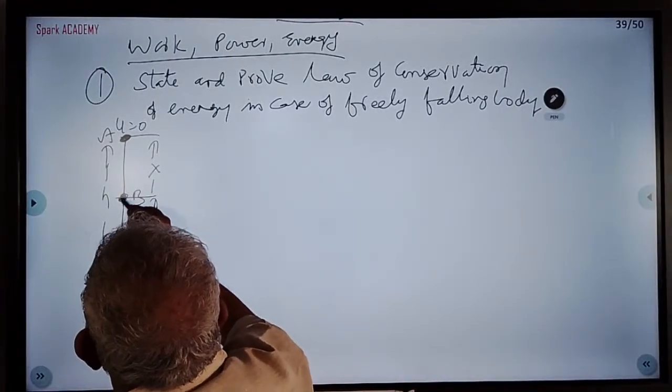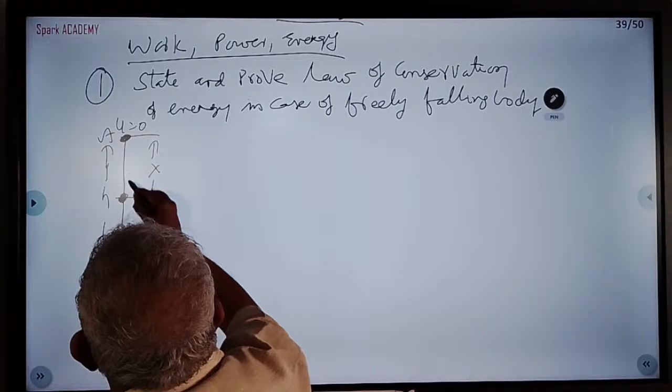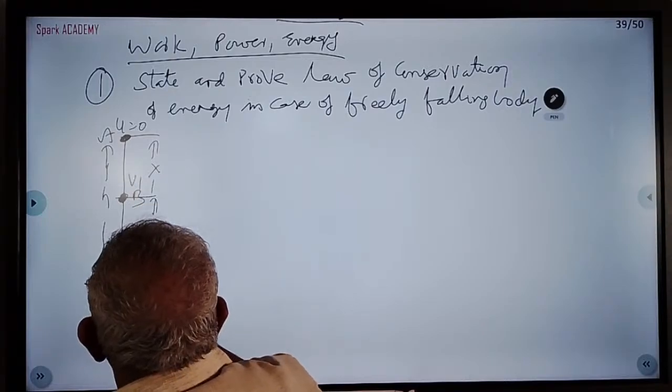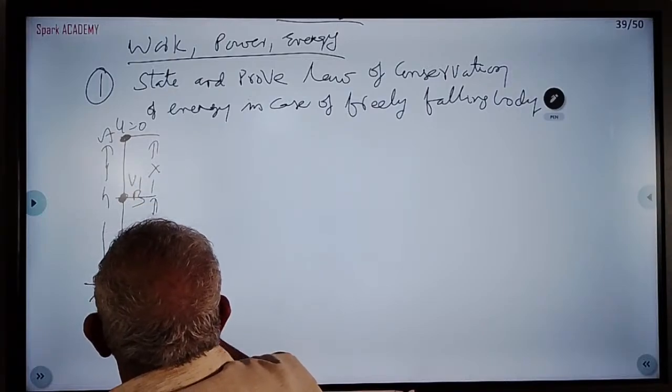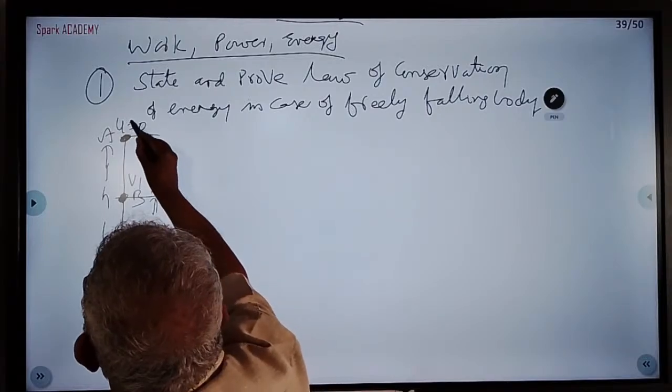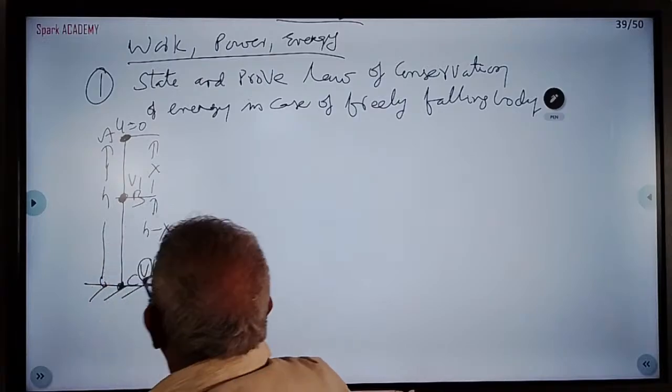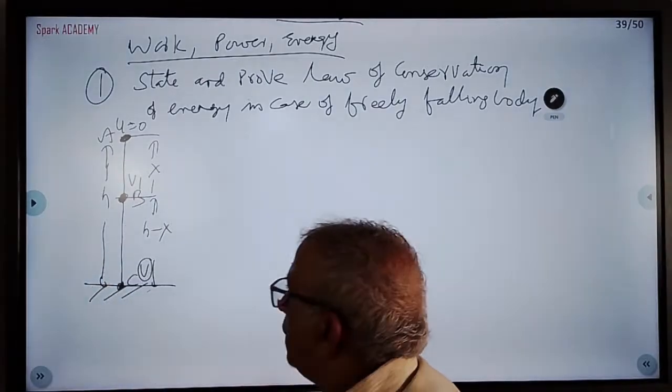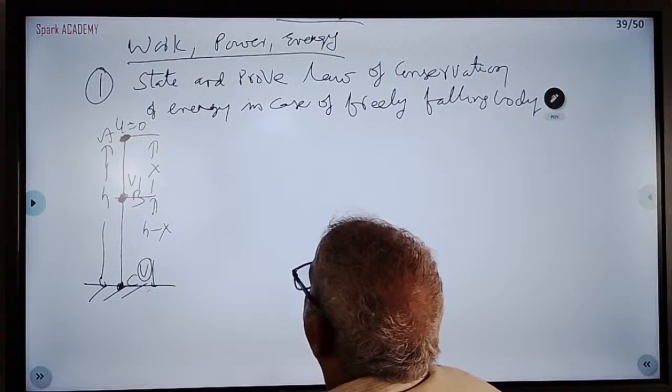Let us say at the point B, velocity is v1. At the point C, velocity is v. Initially velocity is 0. At the point B, velocity is v1. As the body is coming down, what will happen? Height will decrease, velocity will increase.